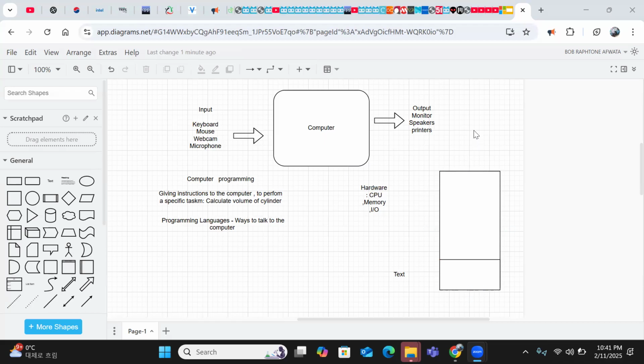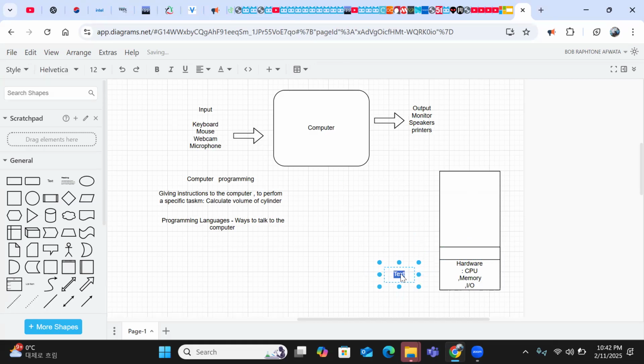So we have got the hardware, which is the CPU, the GPU, the memory, and the IO. IO is input output devices. Then on top of this hardware, there is the operating system. Actually, it's not even directly the operating system. There is something called drivers.